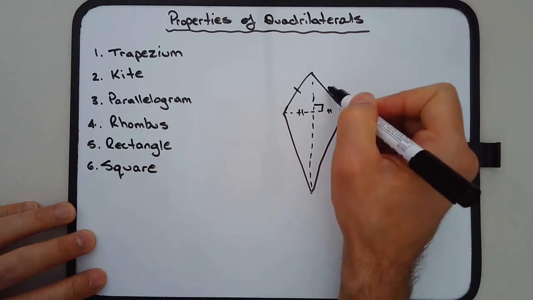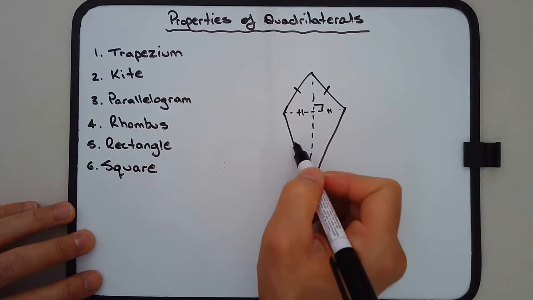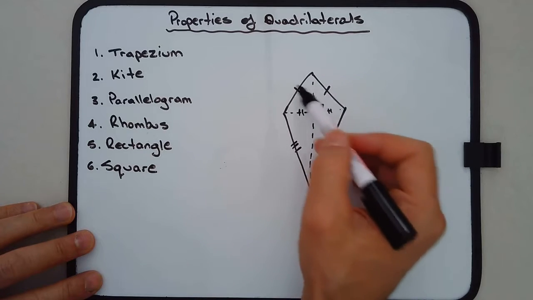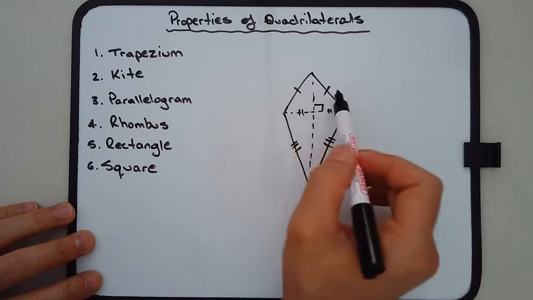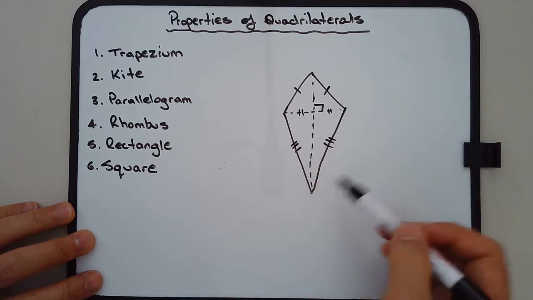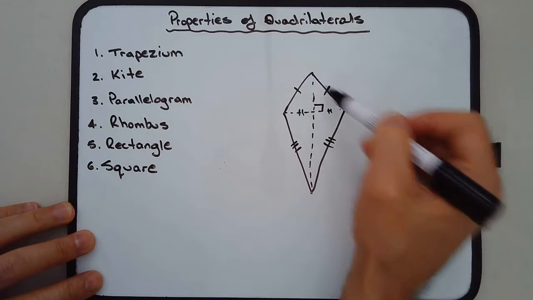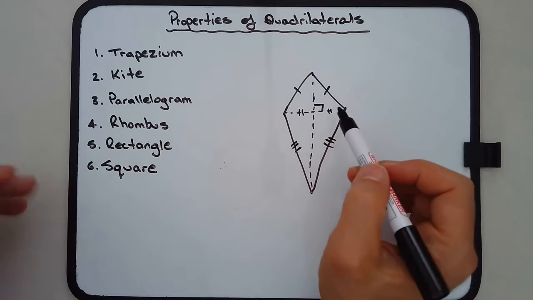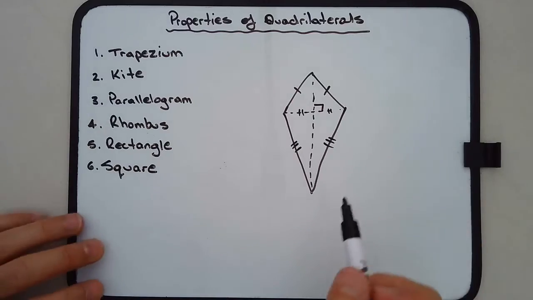Also, the adjacent sides are equal to each other. We use these markings, these little dashes, to indicate which sides are equal to each other. So this side here is equal to this side there. This side is equal to this side. They're called adjacent sides because the sides are next to each other. They're different to opposite sides, for example.